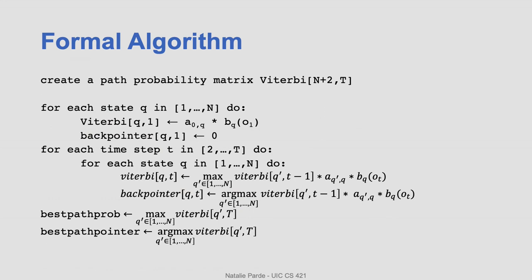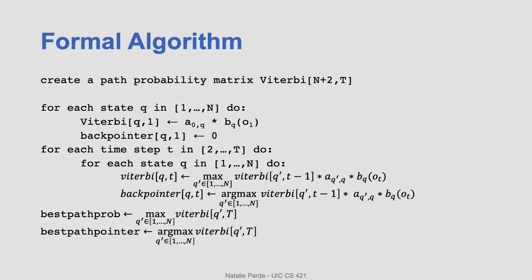Here's the more formal pseudocode for the Viterbi algorithm. We start by creating a probability matrix of size N plus 2 by T. Next, we'll initialize everything for the first time step. So we'll loop through all of our states, and for each state, we'll initialize the Viterbi probability to the product of the transition probability from the start state to the current state q, times the observation likelihood that the first observation in our sequence was generated by state q. We'll initialize the back pointer to 0. And then we can move onward to the rest of our sequence.